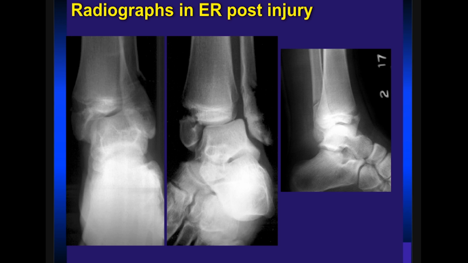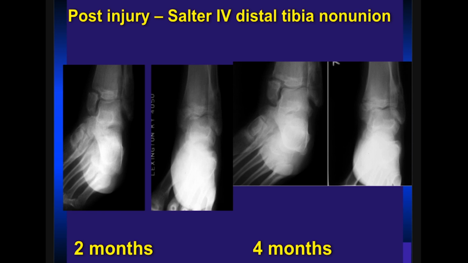He was treated in a cast, came back. I didn't see him initially, but he came back and had basically a non-union of this. The fibula fortunately healed and got straight. 4 months after his injury, he was continuing to have pain. You can push on the medial malleolus. You can actually move the medial malleolus.